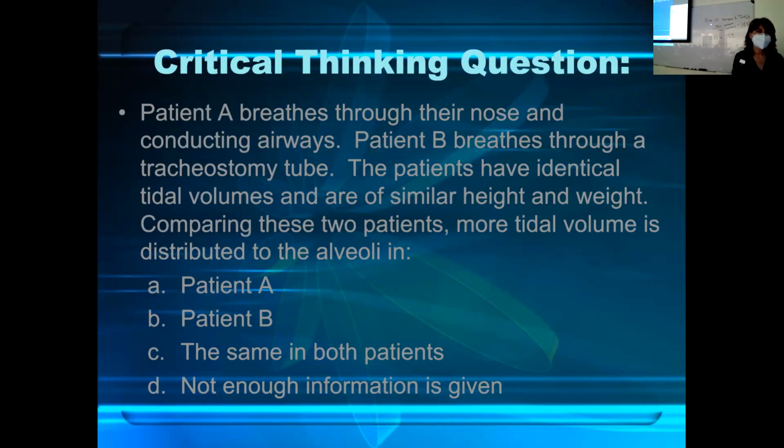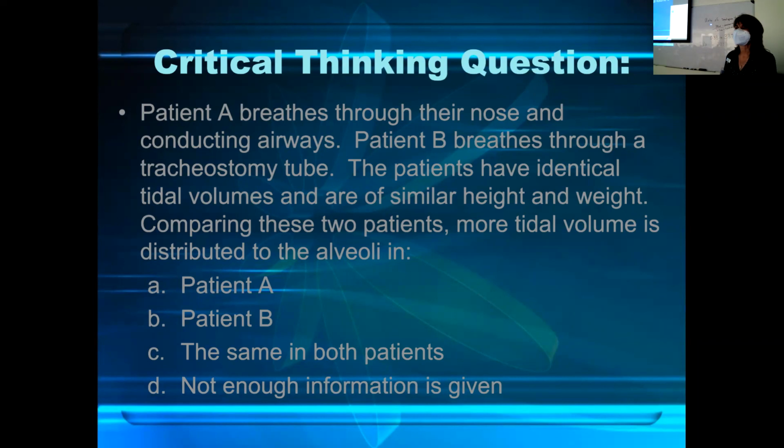Another critical thinking question. Patient A breathes through their nose and conducting airways. Patient B breathes through a tracheostomy tube. The patients have identical tidal volumes and are of similar height and weight. Comparing these two patients, A, more tidal volume is distributed to the alveoli in patient A; B, patient B; C, it's the same in both patients; or D, not enough information is given.